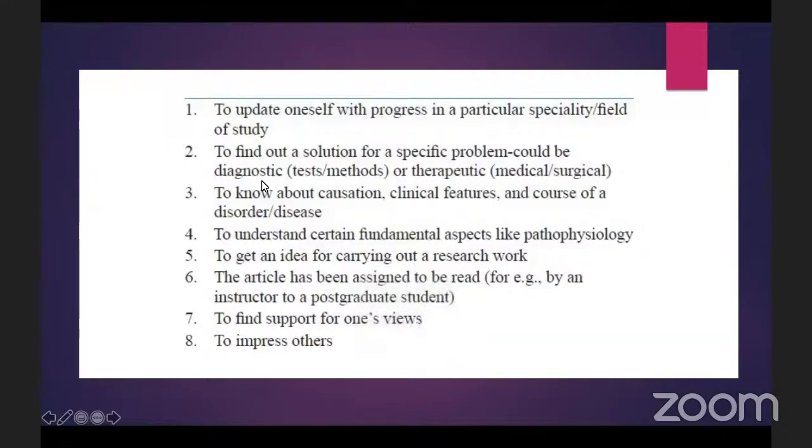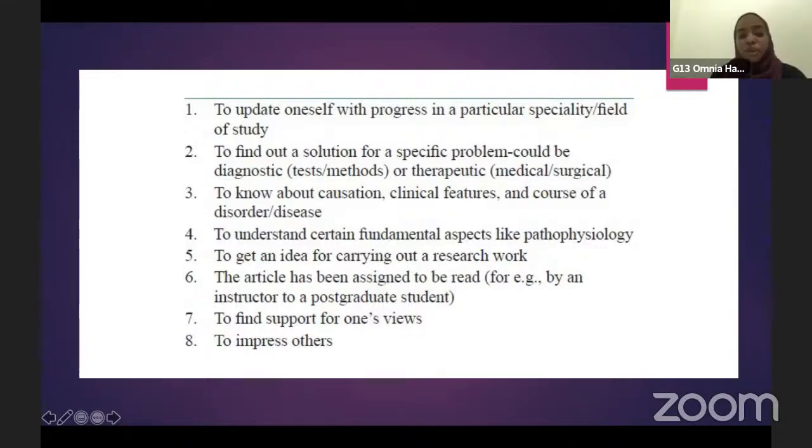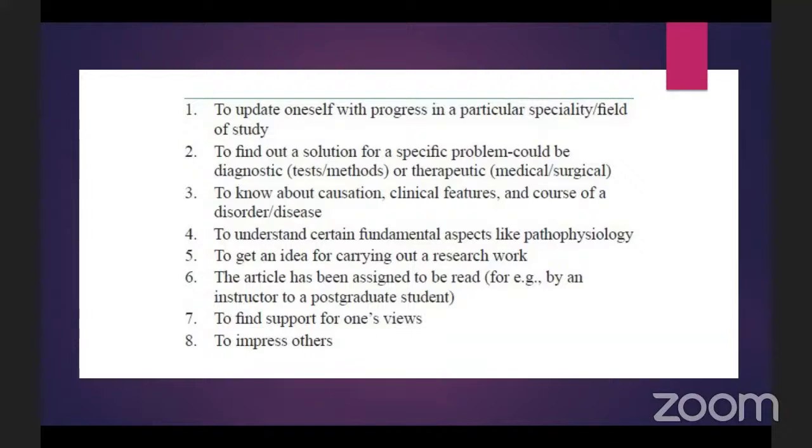Okay. To understand certain fundamental aspects like pathophysiology, to get an idea for carrying out research work. The article has been assigned to be read by an instructor for a postgraduate student, to find support for one's views and to impress others.